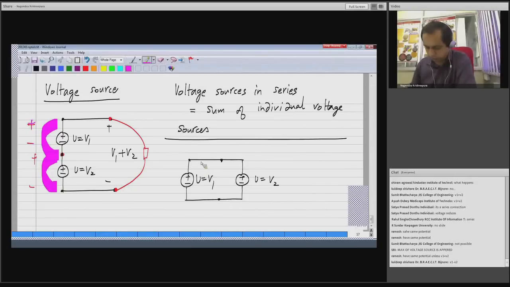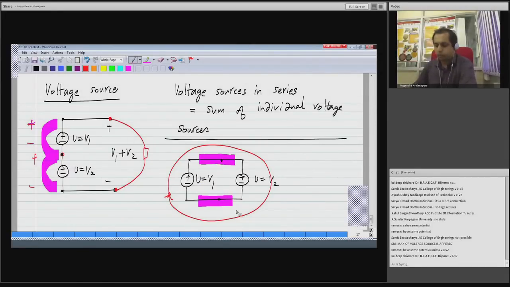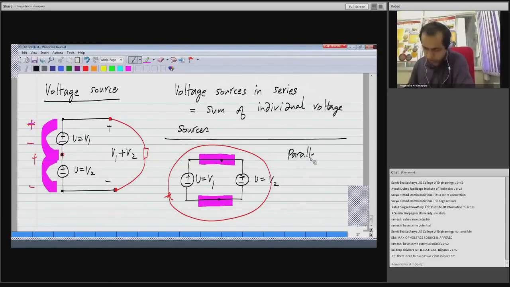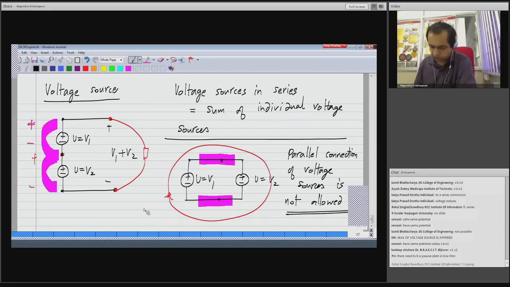There are many ways to think about it. Here, first of all, the first voltage source is enforcing a voltage V1 between these two terminals, and this voltage source is trying to enforce a voltage V2 between the same two terminals. Clearly there is a contradiction and that's not possible. Alternatively, you can think of this whole thing as a loop and write KVL around it. And the sum of voltages would be V1 minus V2, which cannot be 0 unless V1 happens to be equal to V2. Okay. So basically, to resolve this, we say that the parallel connection of voltage sources is not allowed. Okay, now this gives you an inconsistent condition.